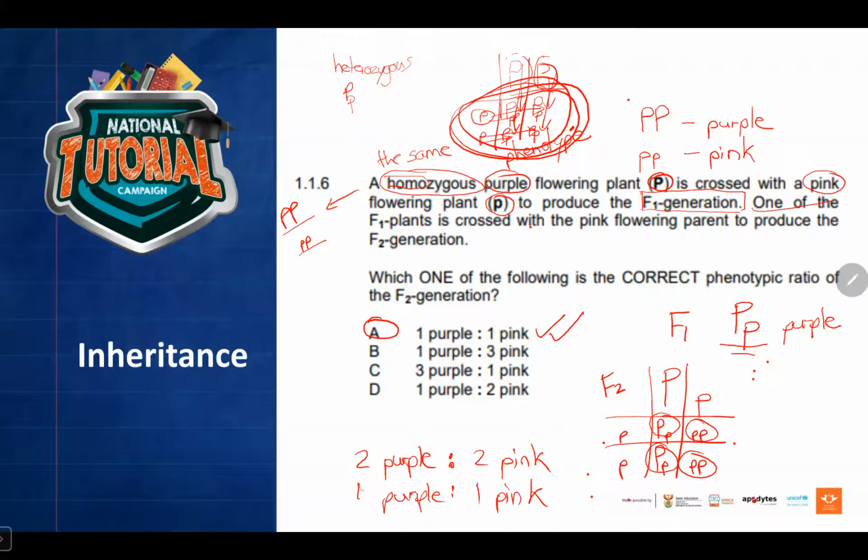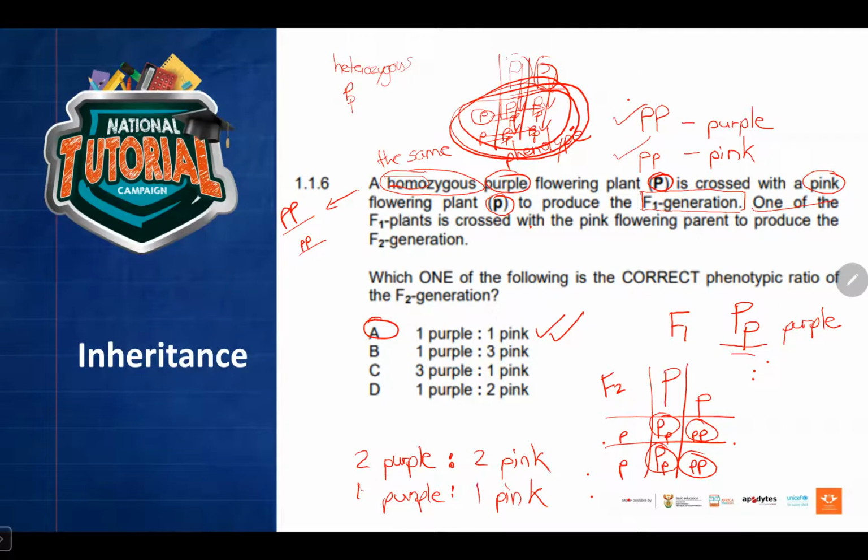we looked at the first sentence. It was a homozygous purple flowering plant, capital P. That was our first little hint that we are looking at the dominant allele. It will show if it's 1 or 2 because it's dominant, and it will show as purple. Crossed with a pink flowering plant, it's recessive, meaning it needs to have 2 small letters to show that it is pink, to produce the F1 generation. F1 generation means the first set of offspring from a cross.